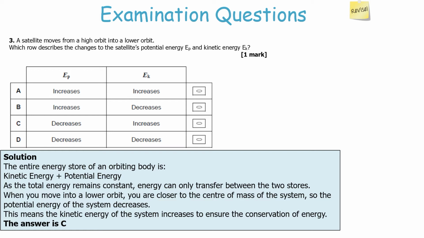So when you move into a lower orbit, you are closer to the center of mass of the system, so the potential energy of the system will decrease. But this would mean that the kinetic energy of the system increases to ensure the conservation of energy, which makes sense because the closer the object is to the center of mass, the faster the object moves. So the answer would be C.